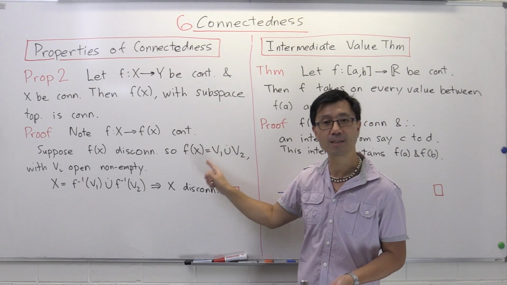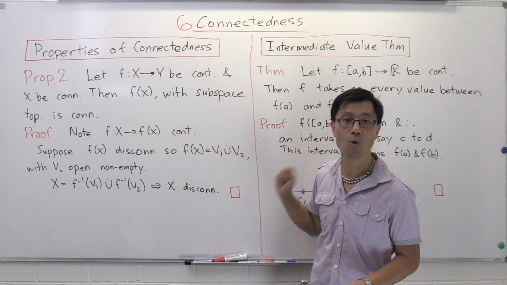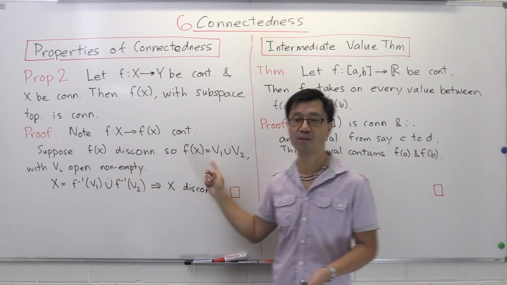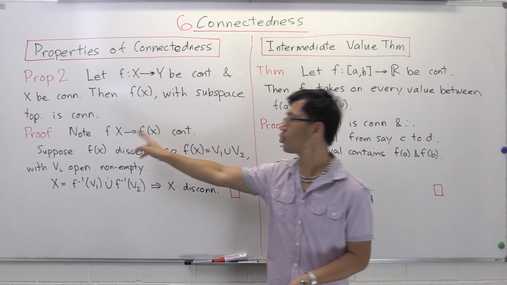f of x here being disconnected means that it's the disjoint union, say V1 disjoint union V2, of two non-empty open sets V1 and V2. Okay, so you have that there. And now let's have a look at X.